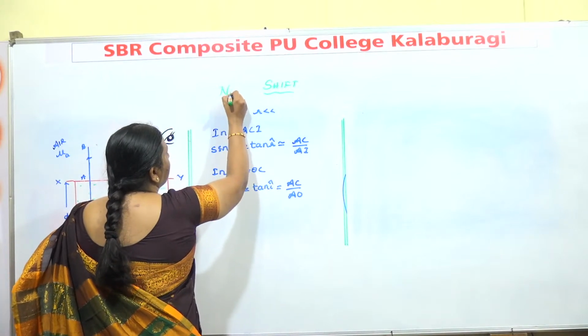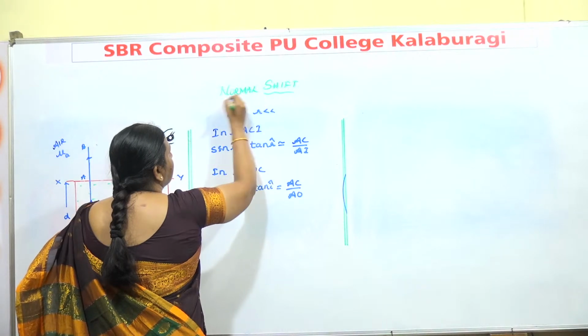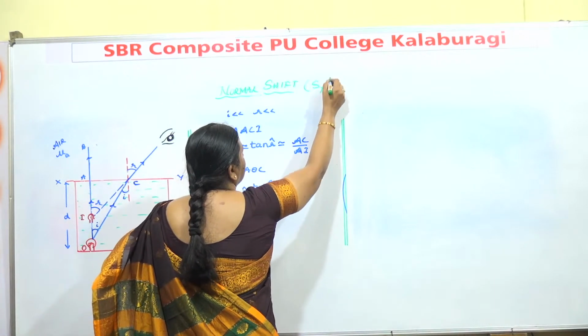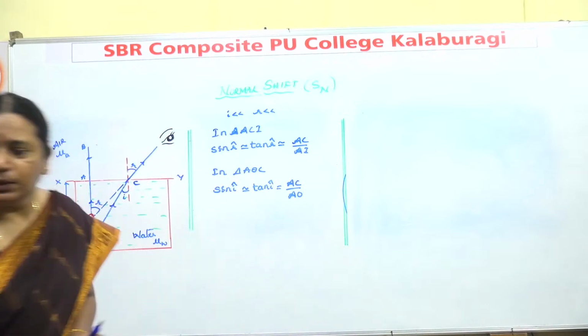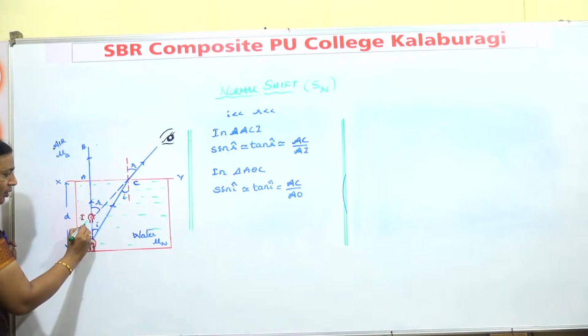Is it really shifting? No, it's not really shifting. So we take it as SN, the normal shift. So what is the normal shift? How much is the normal shift? This is the normal shift.